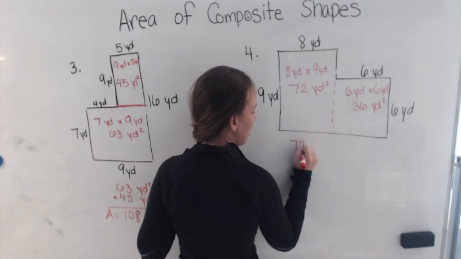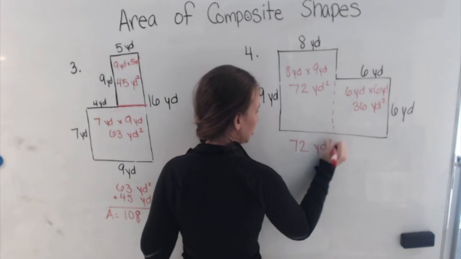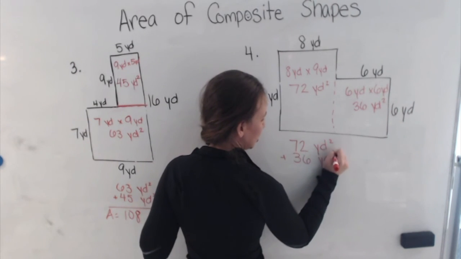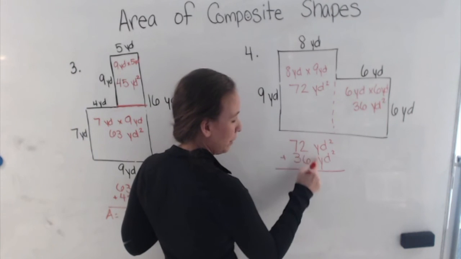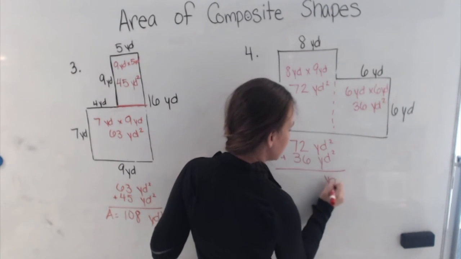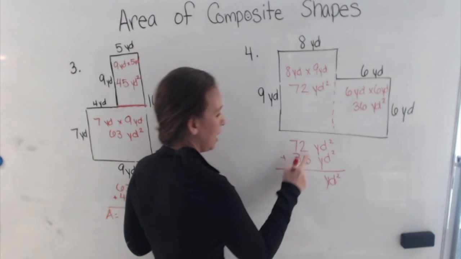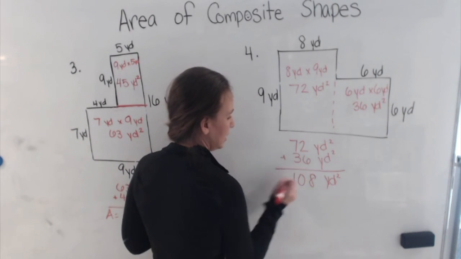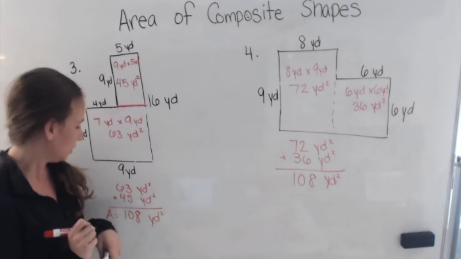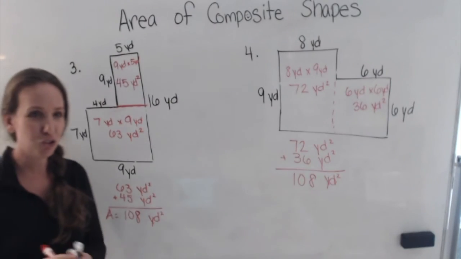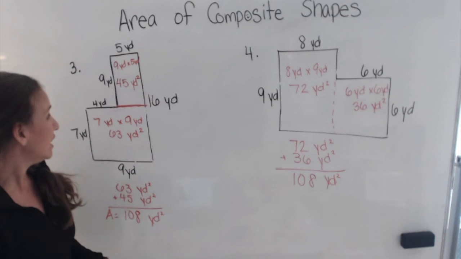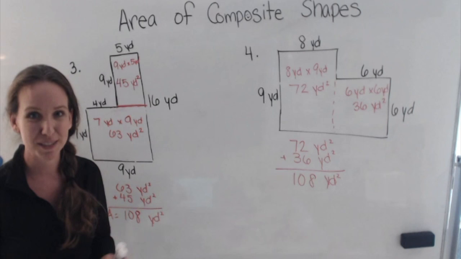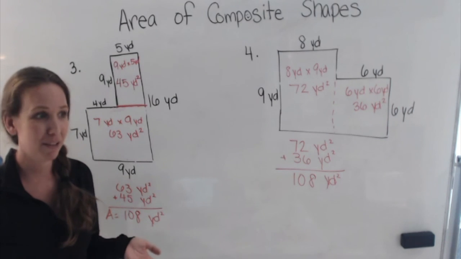So we have 72 yards squared plus 36 yards squared. Remember, when we add, we don't change our exponents. Now, 2 plus 6 is 8, and 7 plus 3 is 10. Wait a minute, that's kind of cool. My area of those two shapes were exactly the same, even though they looked really different and seemed to have very different dimensions. That can happen a lot.